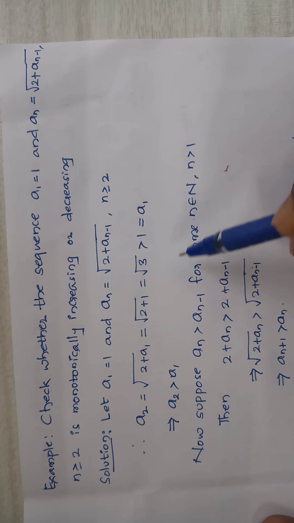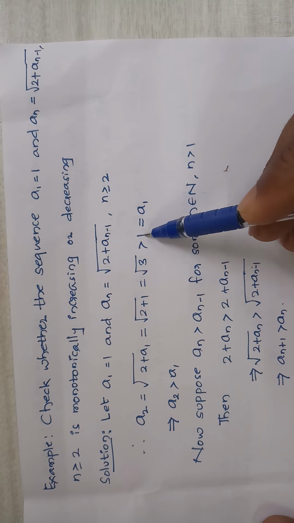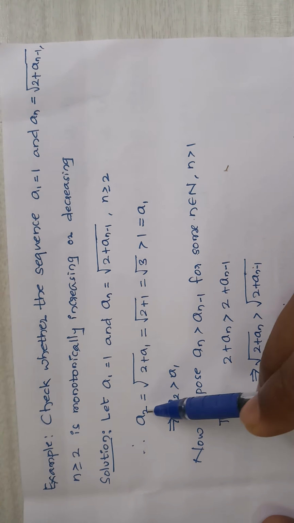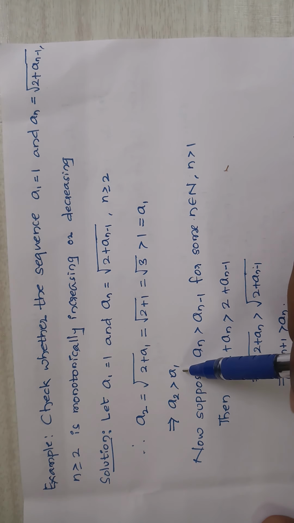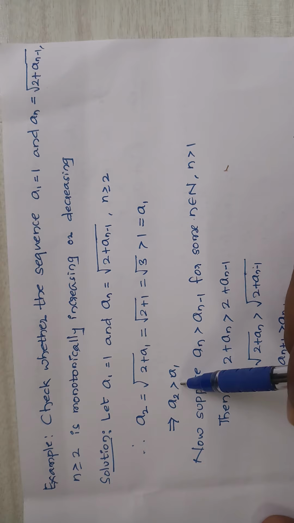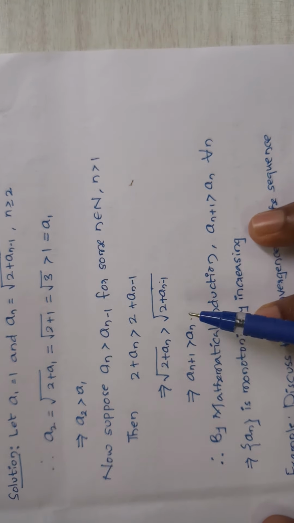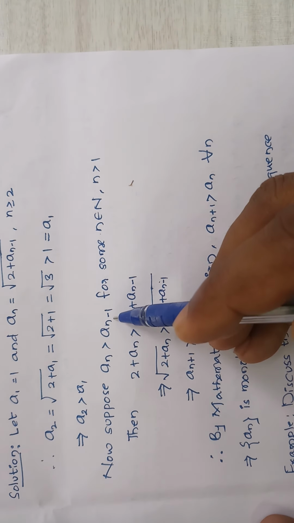So the value of square root of 3 is strictly greater than 1. Therefore I am taking it as a1. So your a2 value is greater than a1. Okay, your a2 value is greater than a1. So now suppose an is greater than an minus 1.